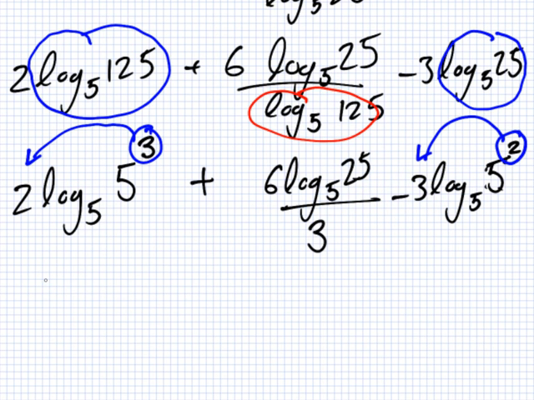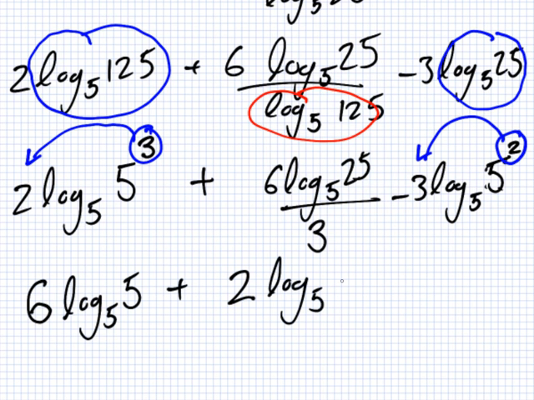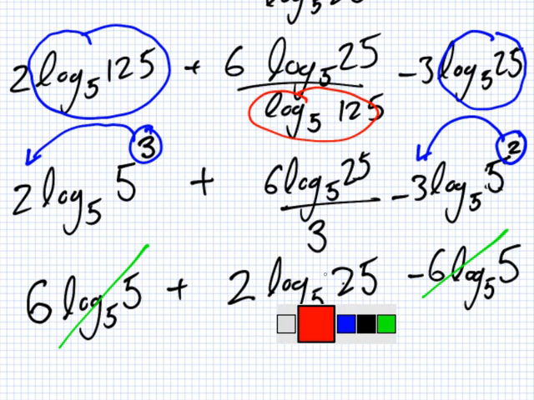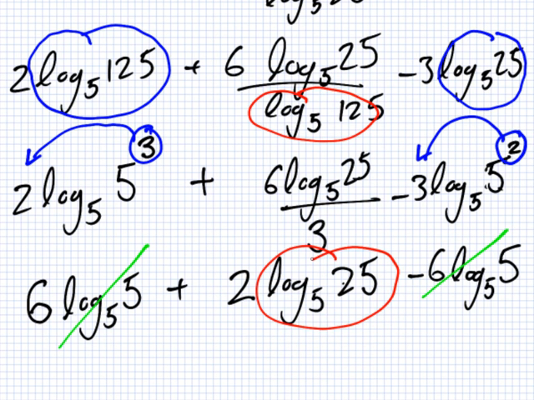They will cancel, yeah, eventually. So this will be 6 log 5 5 plus 2 log 5 25 minus 6 log 5 5. And you're right, this first one cancels the last one. And what is log 5 25? 2. So 2 times 2, 4. That was messy.